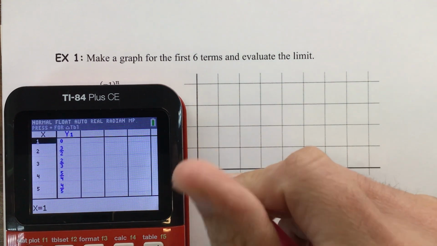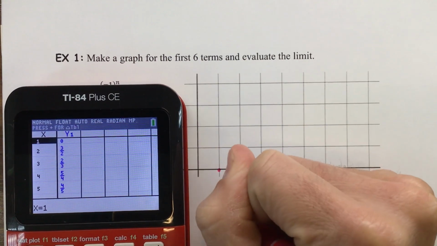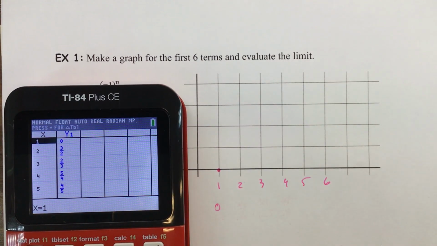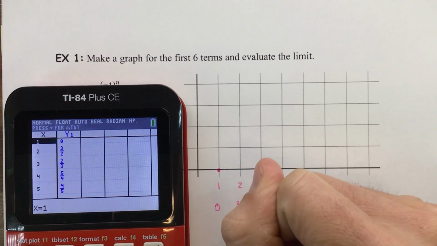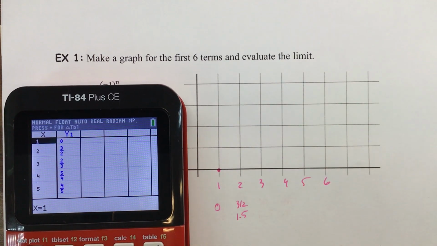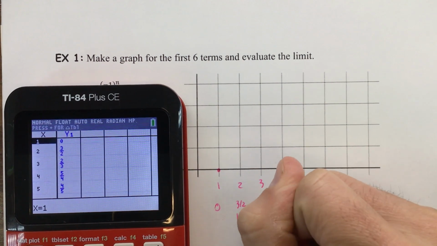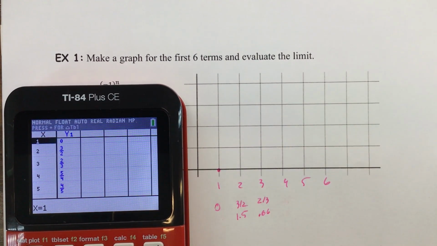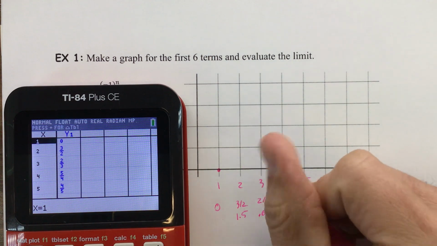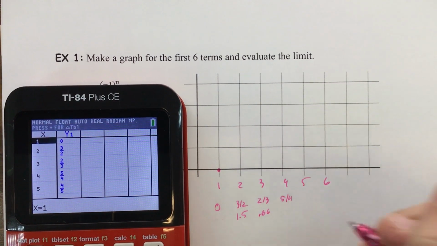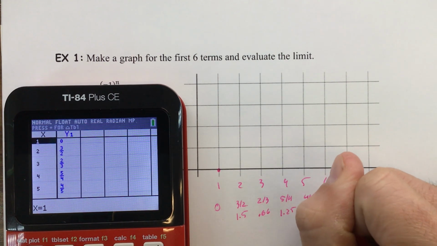Okay, so that's pretty straightforward. In fact, I'll go ahead and just plot that point. At 1, I'm getting 0. At 2, I'm getting 3/2, which is the same thing as 1.5. At 3, I'm getting 2/3, which is 0.66. At 4, I'm getting 5/4, which is 1.25. At 5, I'm getting 4/5, which is 0.8.